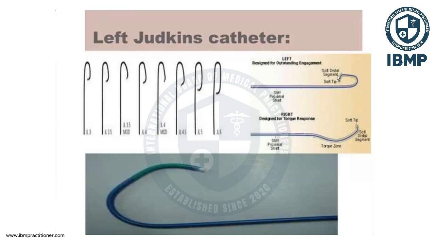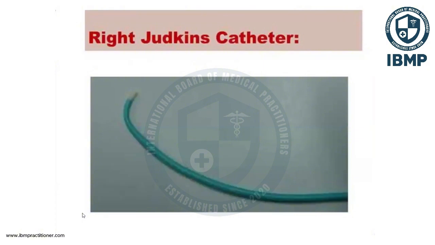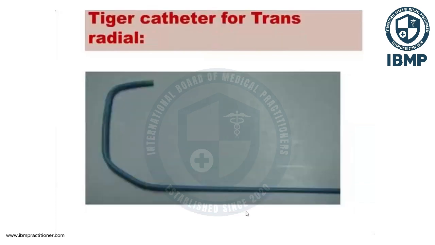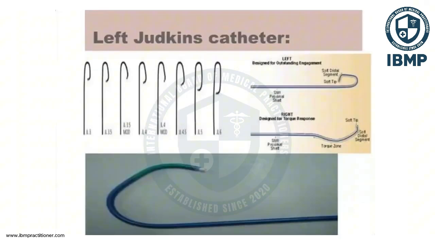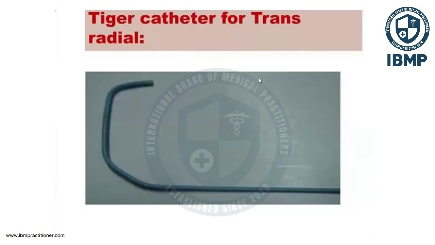This is how the left and right Judkins look. This is for the right and this is for the left. All depend upon the primary, secondary and tertiary curves, and the angle. You take 3, 3.5 or 4 depending on how big the aorta is, and you have to choose accordingly. This is the right Judkins. This is the TIG, which I have told is only for the radial approach, not for the femoral. This Judkins we take for the femoral approach, and the TIG, the Tiger catheter, we take for the radial approach.